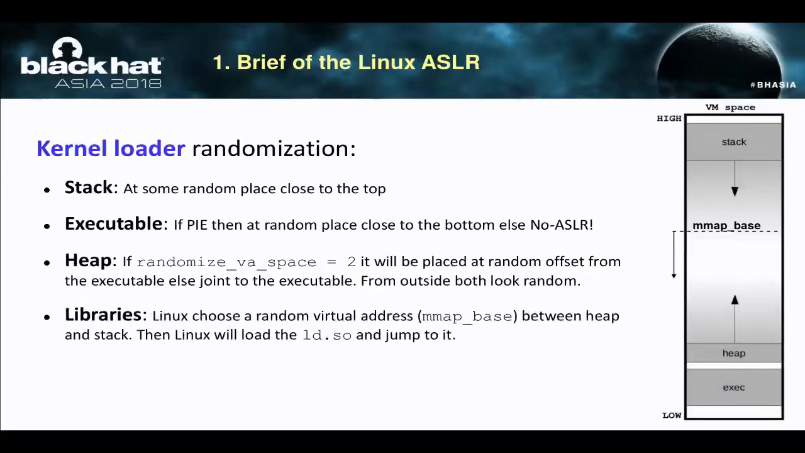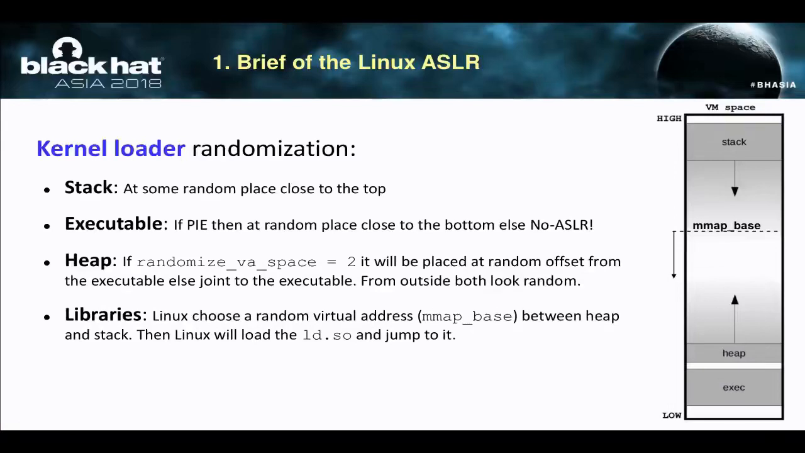Okay, so this is this value. So Linux basically is randomizing everything if you put a 1 here, and additionally the heap is a little bit randomized from the executable if you put a number 2 here. Okay. So how are libraries randomized in Linux?